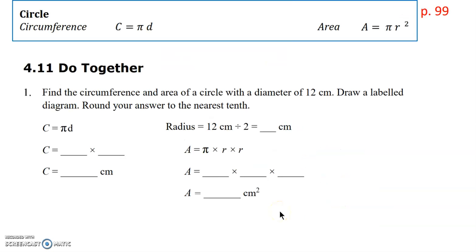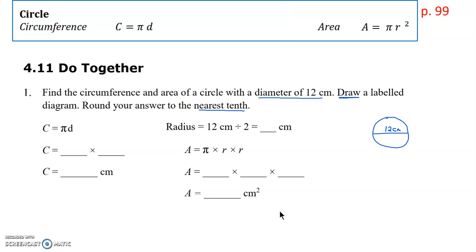I find it very useful to have these formulas right in front of me, so have your formula sheet ready, and also to draw pictures. So we're going to draw a labeled diagram. Here they have a circle, and I can't draw a perfect circle, but whatever. It has a diameter of 12 centimeters, so I'm going to draw that. All the way across is 12 centimeters. That's my diameter. And then they want me to round my answer to the nearest tenth when I get there.